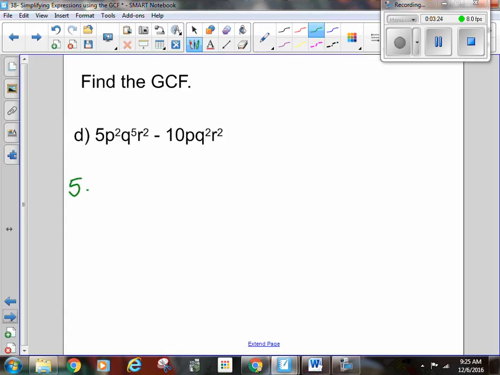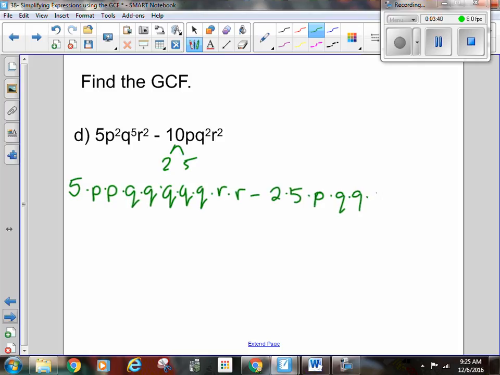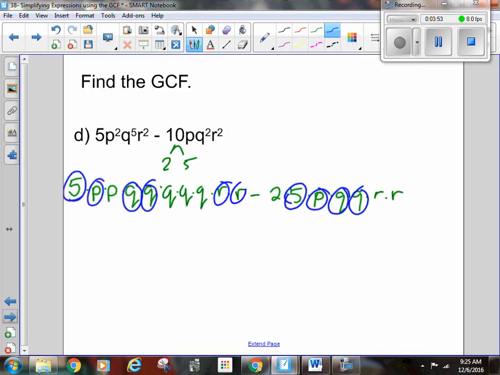5 doesn't break down. I have 2 p's, 5 q's, 1, 2, 3, 4, and 5, and 2 r's. 10 breaks into 2 and 5, and those don't go any further, so 2, 5, a p, 2 q's, and 2 r's. So I'm going to circle what I can take out of both. I can take out a 5 out of both of them. I can take a p out of both of them. 2 q's, and 2 r's. So I have 5, a p, 2 q's, which I'm going to write as q squared, and 2 r's, which I'm going to write as r squared.